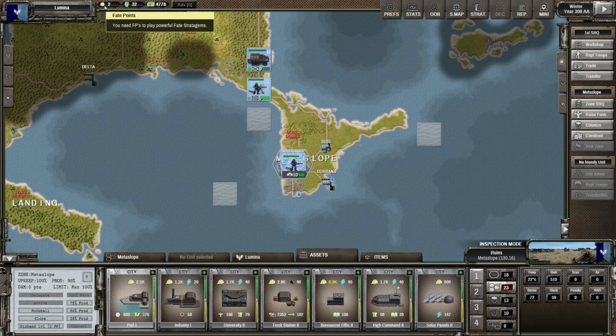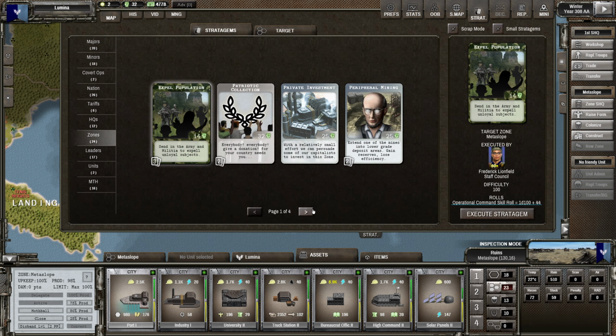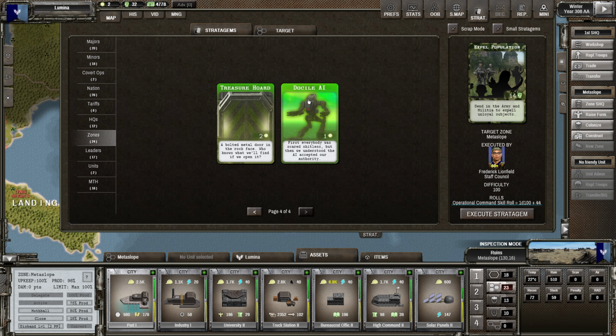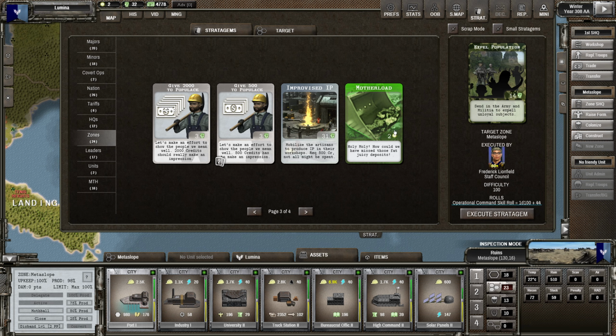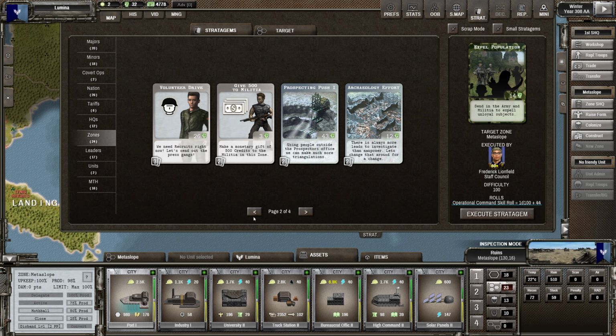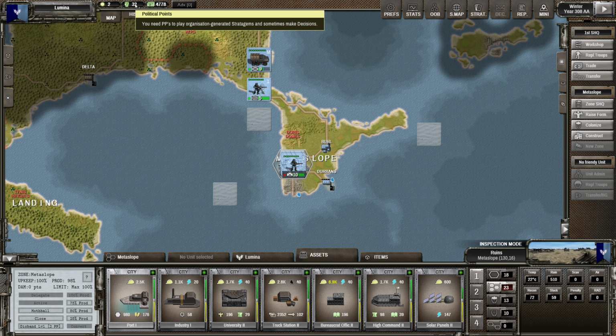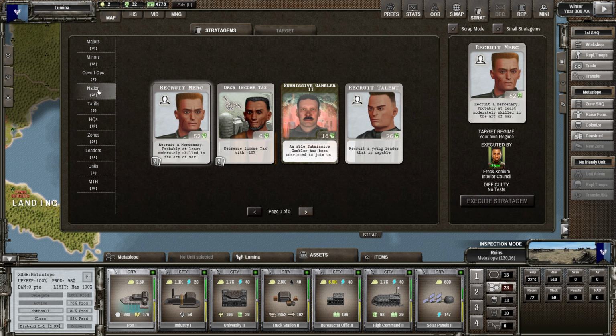So this is fate points. This is just for playing certain cards. You'll see that you get fate points. These green cards are the fate point cards. They're special cards that you can play, and they're useful in the early game usually. And the political points are for other stratagems, the standard stratagems that you're going to be playing.